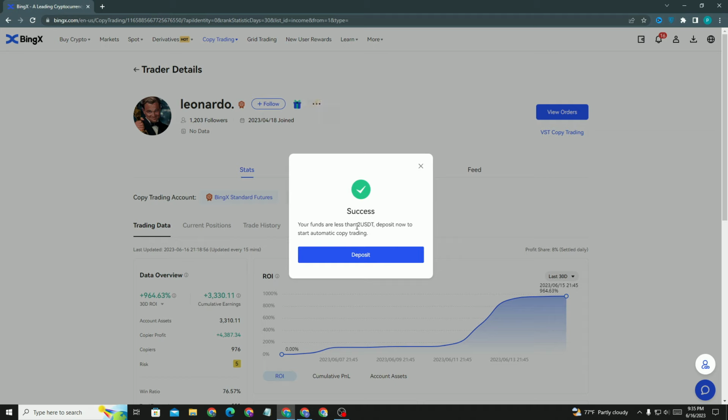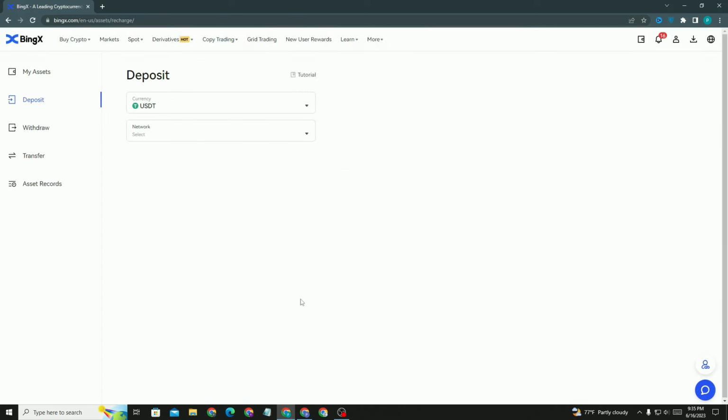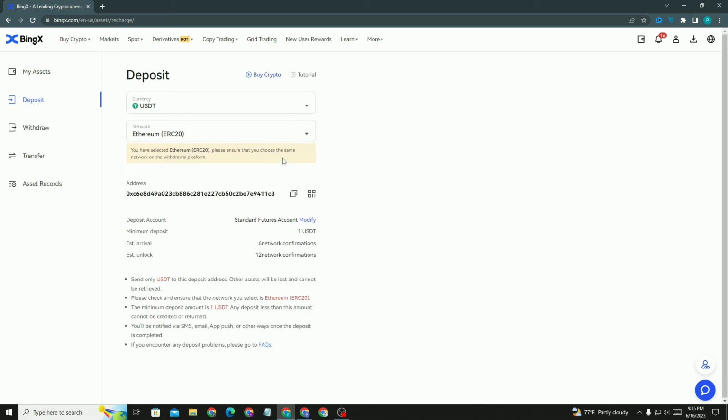Here I have done the copy trading, but I need to deposit some amount of money over here. So simply you need to deposit a certain amount of money before doing copy trading here on the BingX platform. So whichever currency you want to select, please select the currency, then only decide to deposit some amount of money here on the BingX platform. BingX is a leading cryptocurrency platform. Simply you can use this platform in a very effective way.